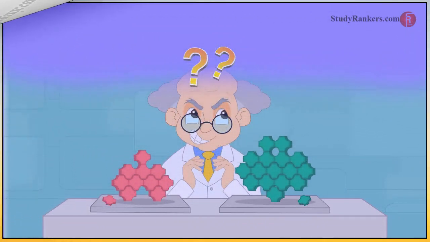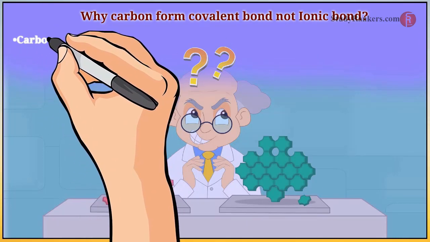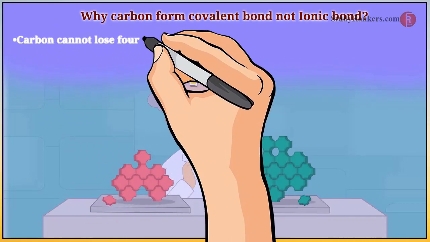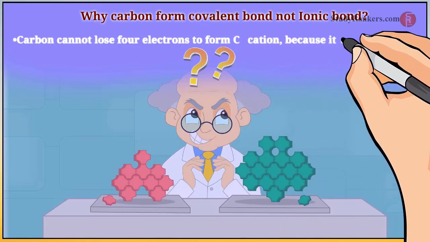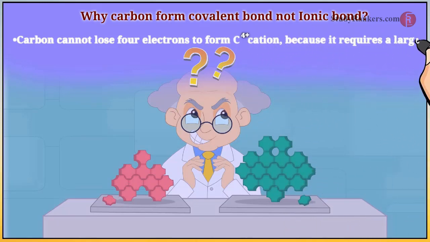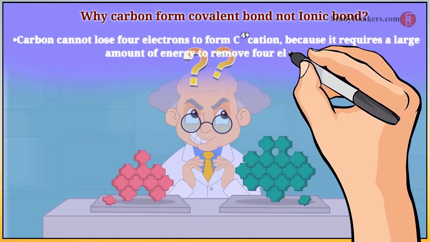So, how does carbon form different types of compounds? It does so by forming covalent bonds by sharing of electrons. A question arises, why does carbon form covalent bonds but not ionic bonds? As we know, carbon has valency 4. So, in order to form positively charged ions, we get C4+, and in order to form negatively charged ions, we get C4- ions.